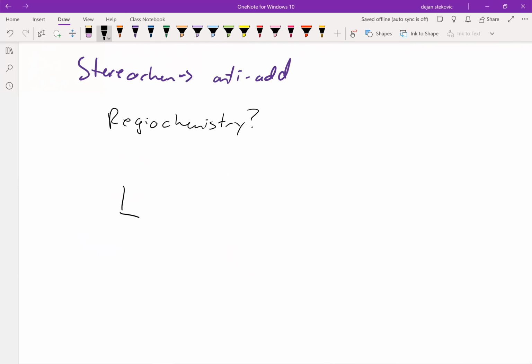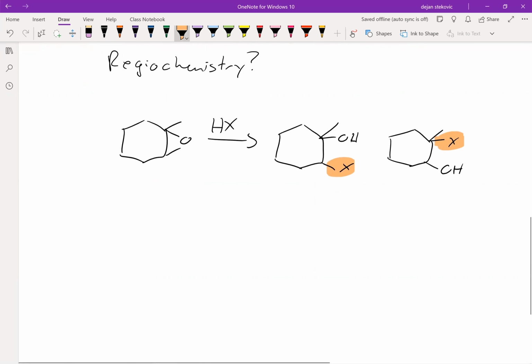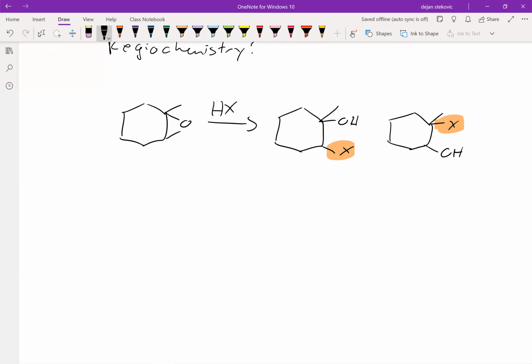So we have our ether, and then, for example, we can add HX. And so which position is that X going to add into? Is the X going to add into the less substituted position, or is the X going to add into the more substituted position, right? Here it's the less, here it's the more. And so the answer to this is actually a little bit more complicated than you may originally think, and it depends on your substrate. So when you're comparing a primary versus a secondary substituted epoxide.